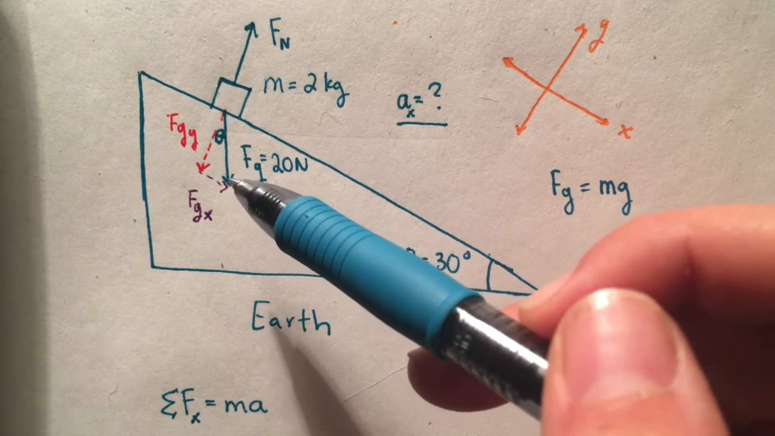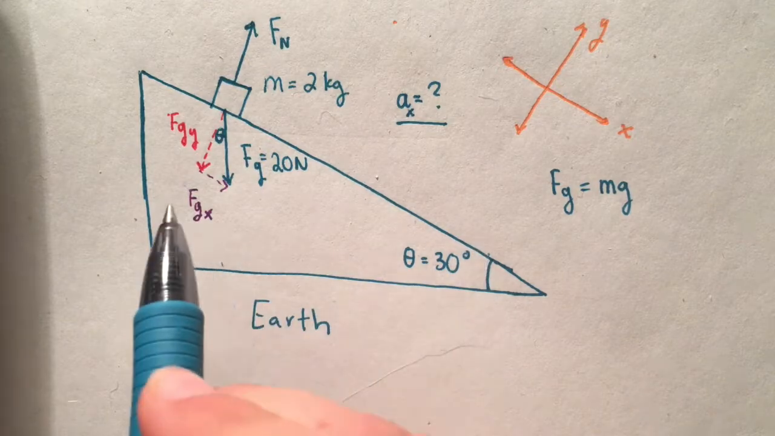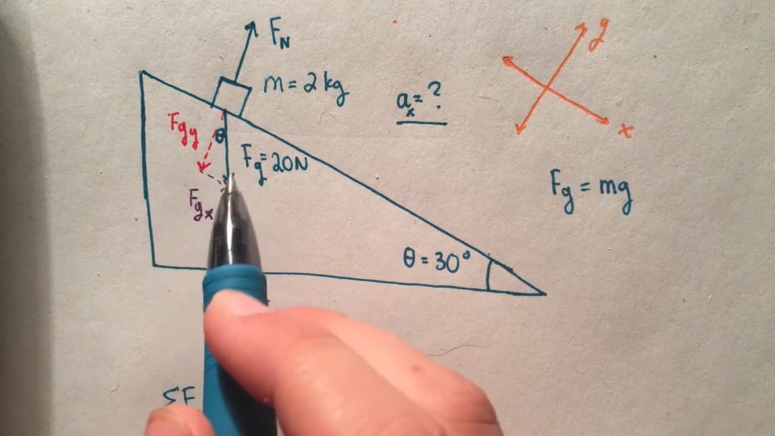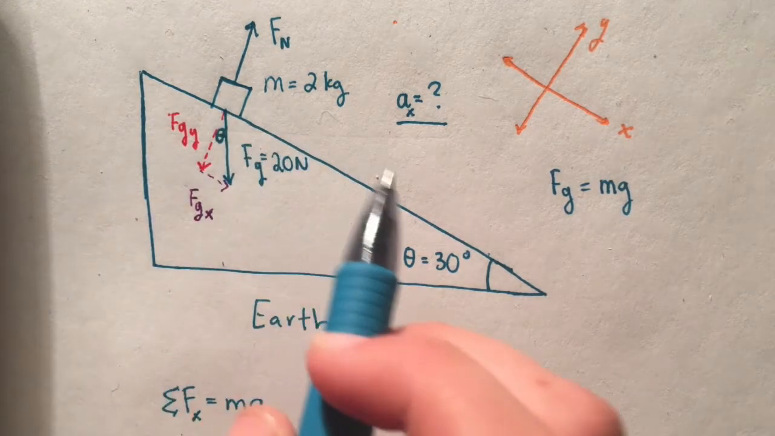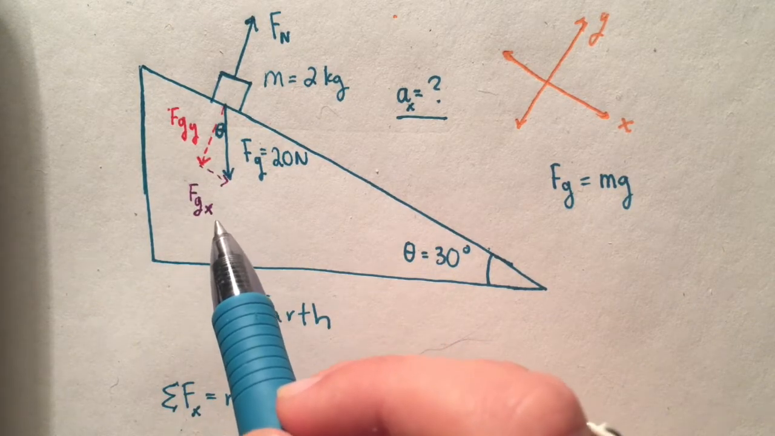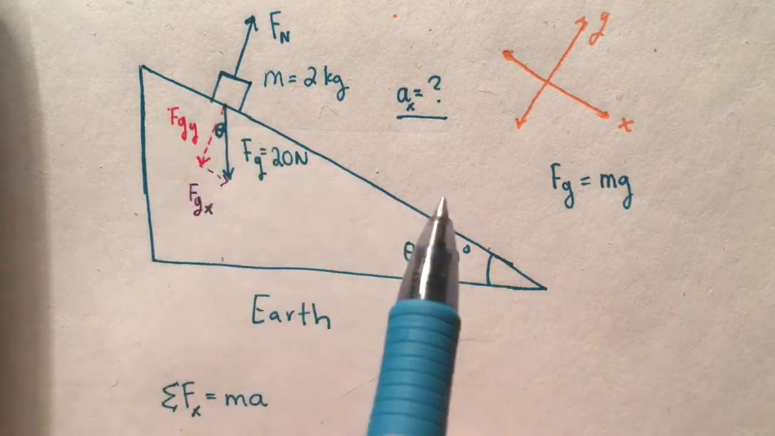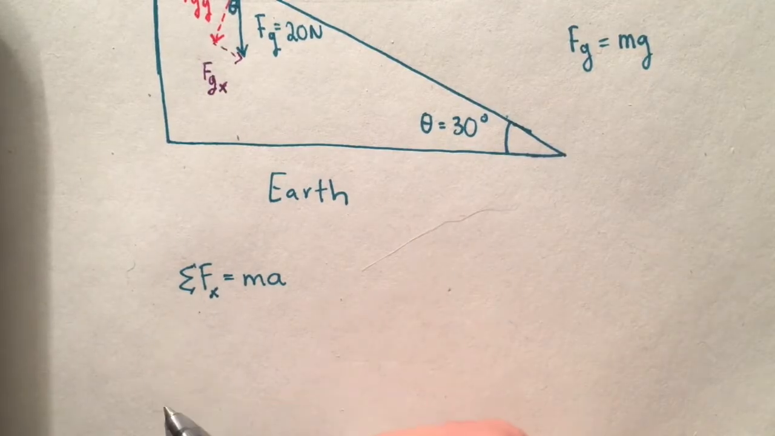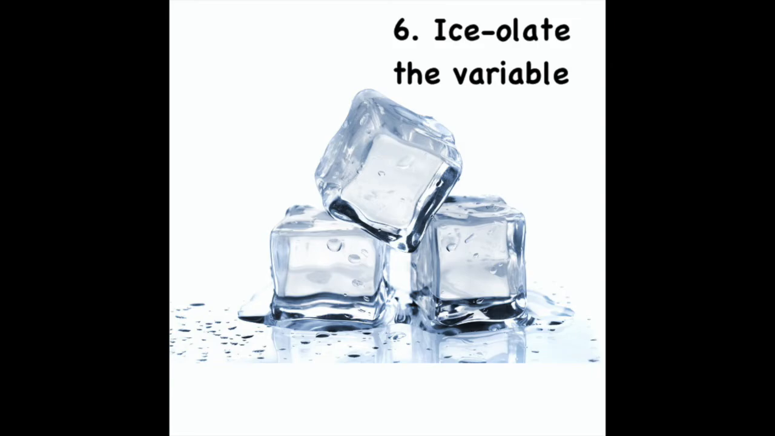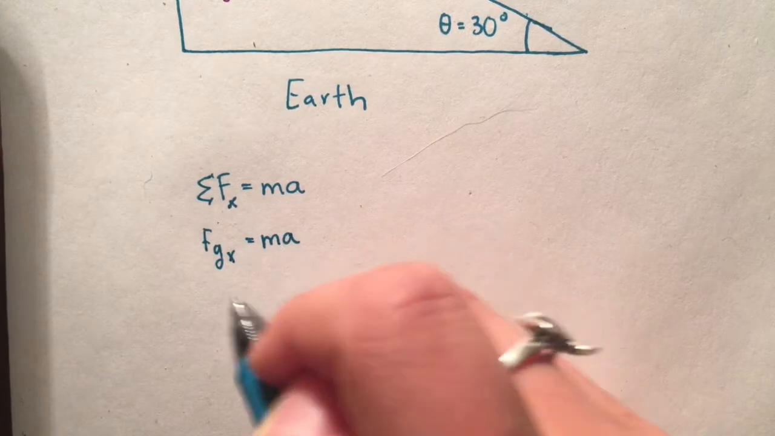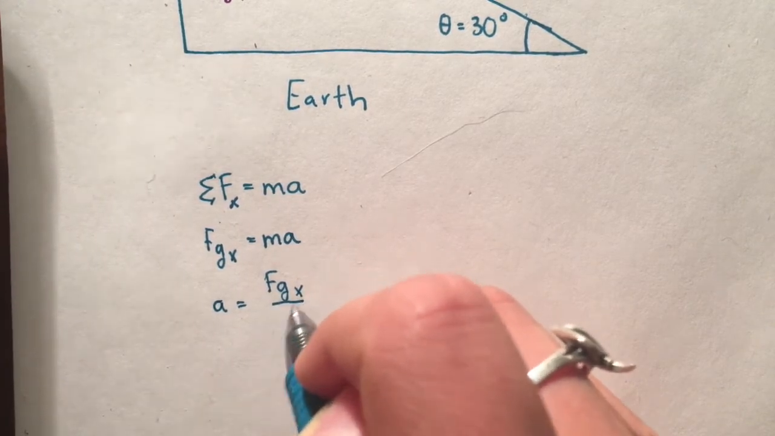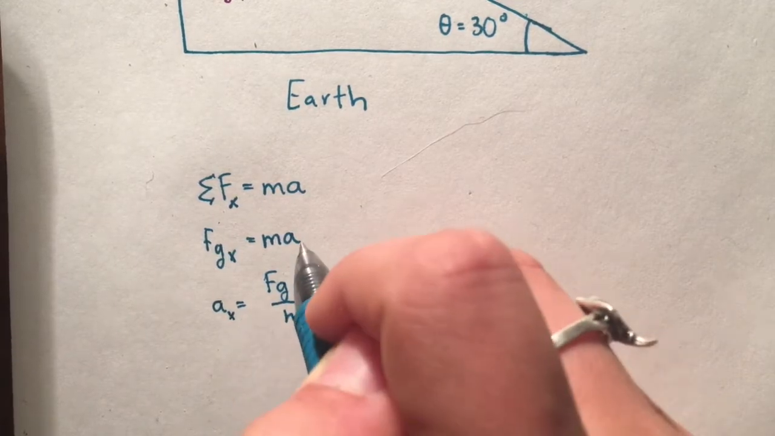However, the x component of gravity is acting parallel to the plane, which means it is causing an acceleration parallel to the plane. And so it is this horizontal component of gravity that is accelerating the block down the plane. Because we have no friction, the horizontal component of gravity, Fgx, is our only force acting in the horizontal x direction. So our net force in the x direction is Fgx, that is equal to ma. My next step is to isolate the variable. So I'm going to divide by m, meaning the acceleration is Fgx over m. Oh, and this is our a sub x, our horizontal acceleration.